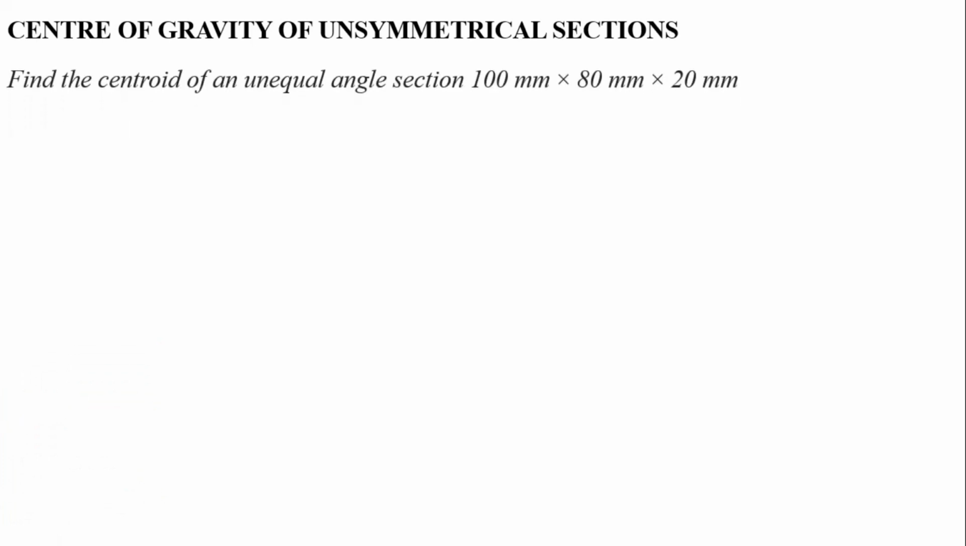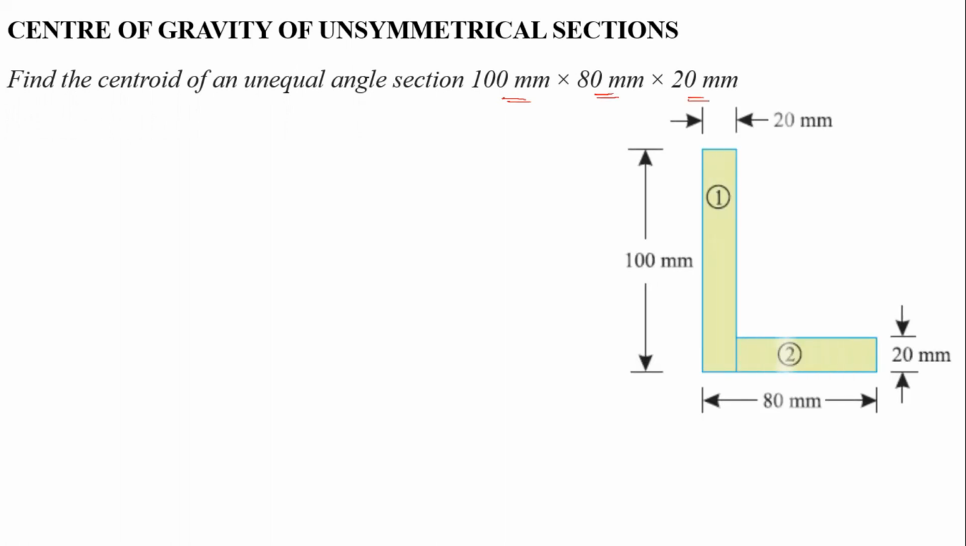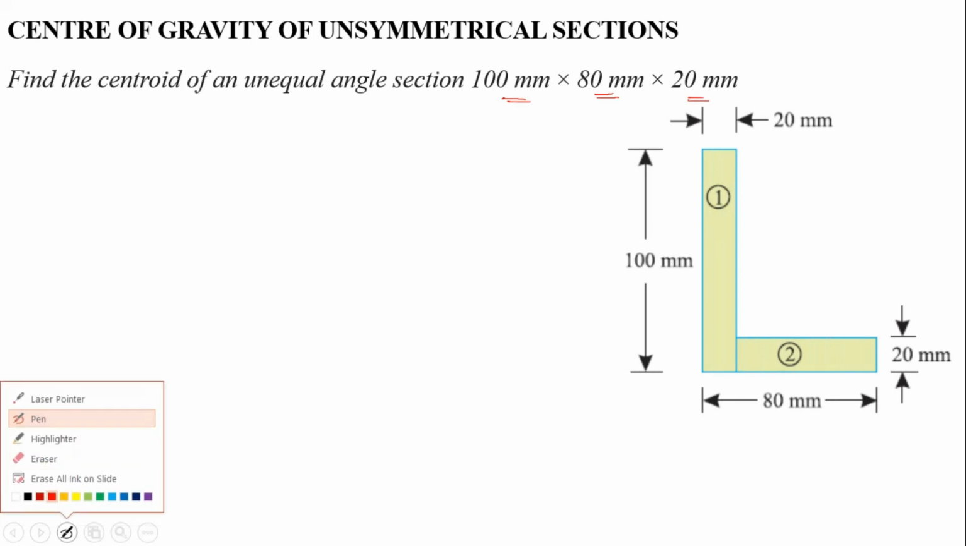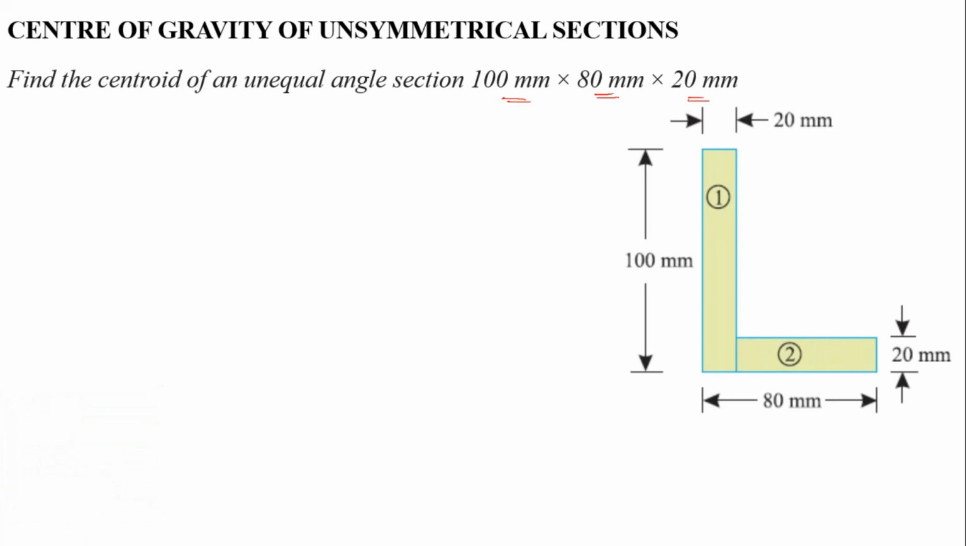So now we are going to discuss the center of gravity of unsymmetrical sections. Find the centroid of an unequal angle section 100 mm, 80 mm and 20 mm. So this is the picture and we have to find the CG of this section. So this is an L angle or L section.